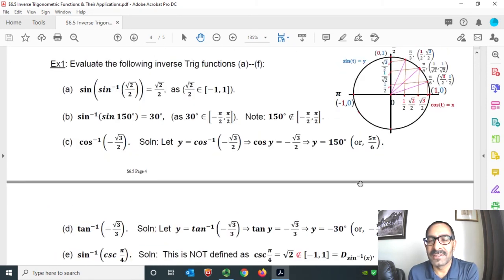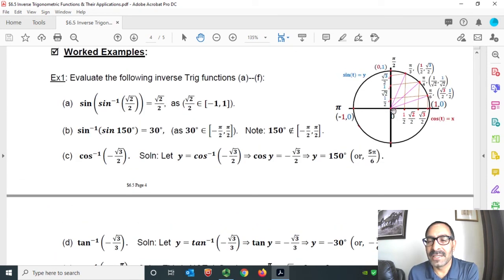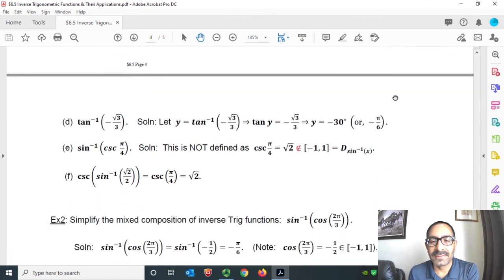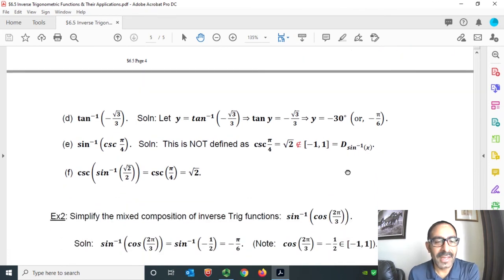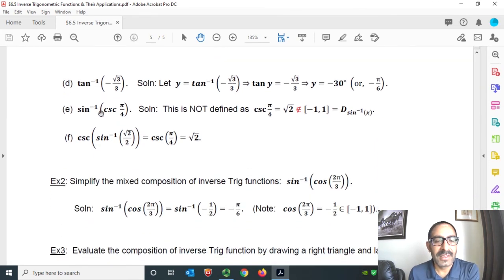Great. So on this chart again, minus 30 degrees is here, and we know the range of tan inverse x is minus pi/2 to pi/2, excluding the endpoints. So minus 30 degrees is the correct answer. Great. Next, part E. Find the value of sine inverse of cosecant pi/4.